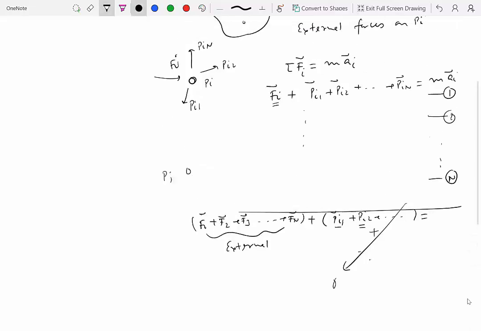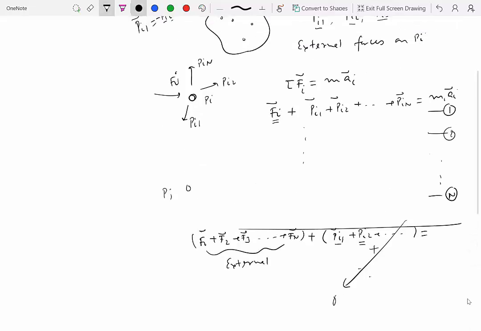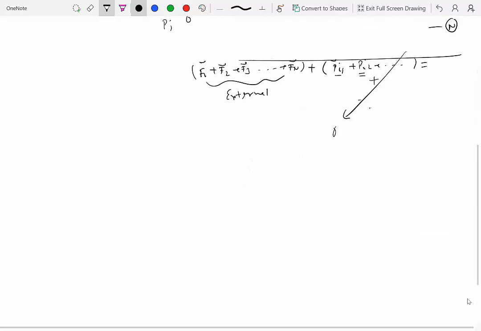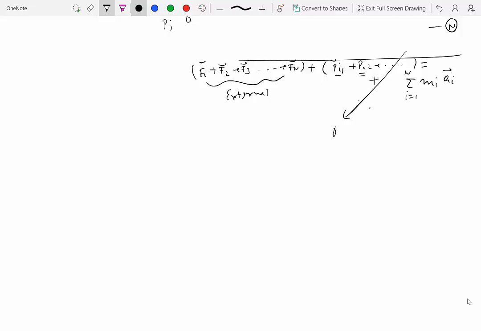And on the right hand side, you will have m times acceleration. Let me call this mi. M times acceleration for each particle added together. So on the right hand side, you will have sigma mi ai, where i changes from 1 to n.